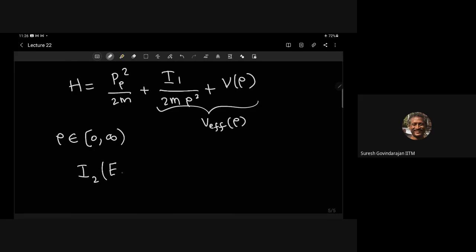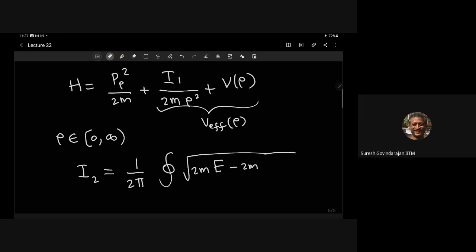which will be a function of E and implicitly also E1, I1, which is already there. So let me just write something. I'll just define I2. I could probably define I2 now. So we have an effective 1D problem, and 1 by 2 pi integral of 2m E minus 2m V effective of rho.